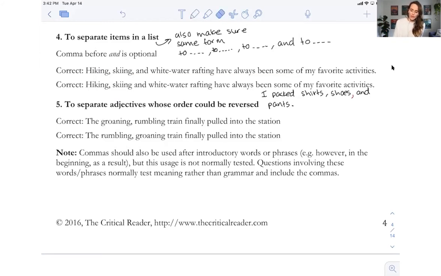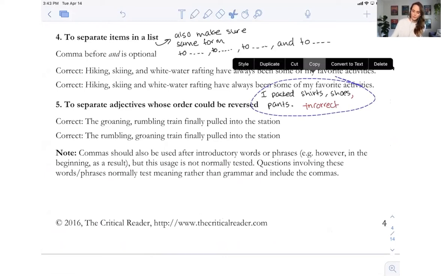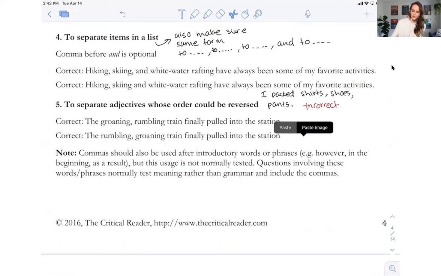Note though that you cannot just say "I packed shirts, shoes, comma, pants." That would be incorrect. So this is incorrect. But if I redid it over here with a comma and "and," this is correct. And just with an "and" would be correct also.